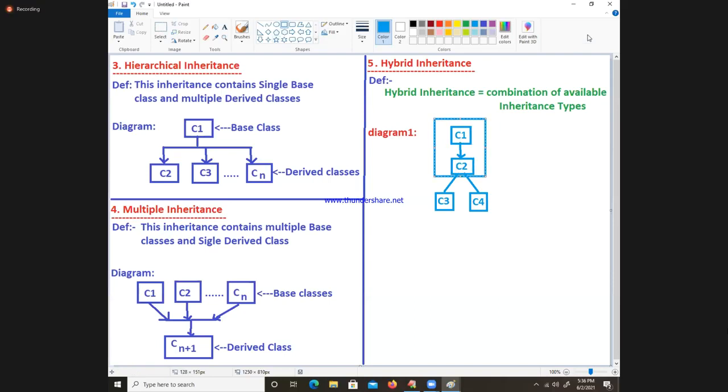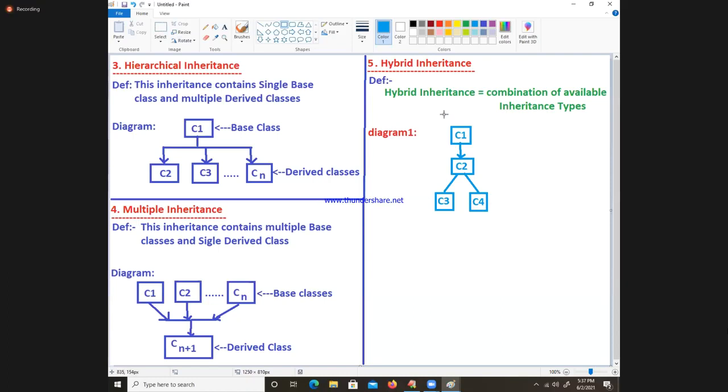The first one, this boxed point, is single. This box point is what? Hierarchical. How many combinations are there here? Two combinations are there. It is a combination of available inheritance types. It is known as which inheritance? Hybrid inheritance it is called.